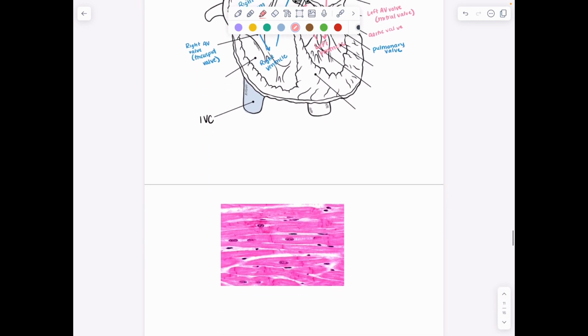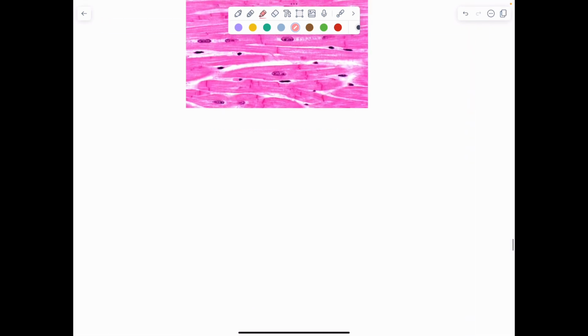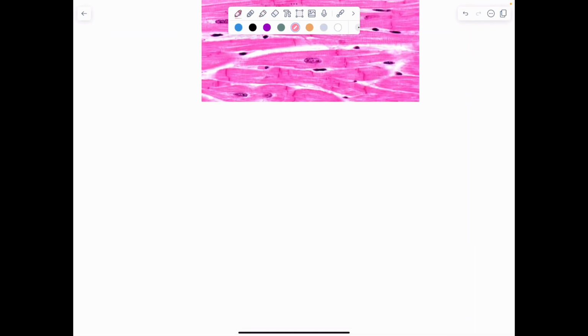Now, when we talk about the flow of blood, I have a picture. We'll get back to this in a second. But when I talk about the flow of blood, this is the general gist. So if we have the heart in the middle, okay?